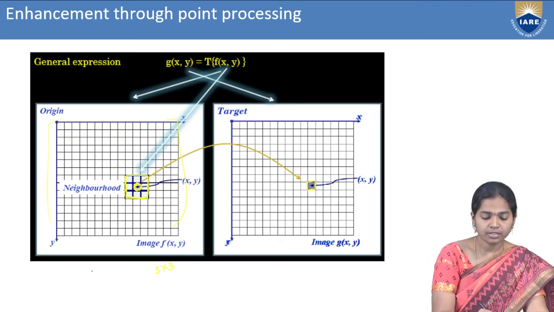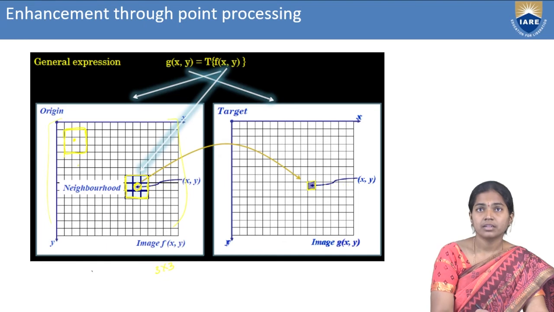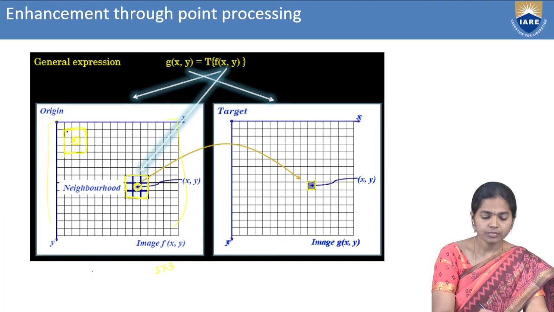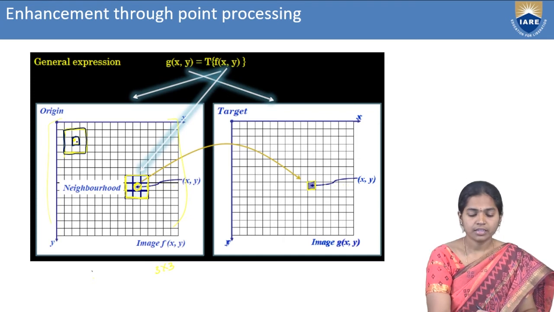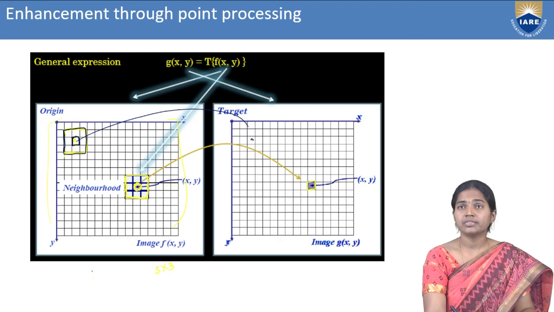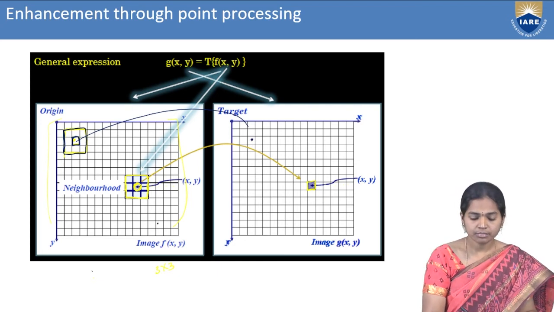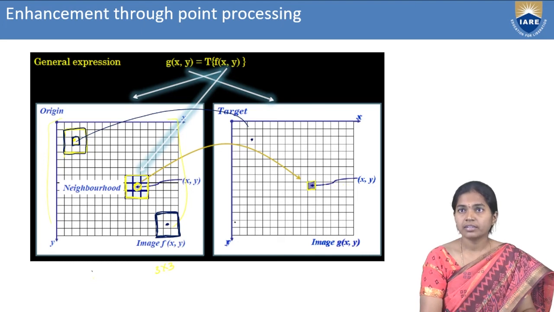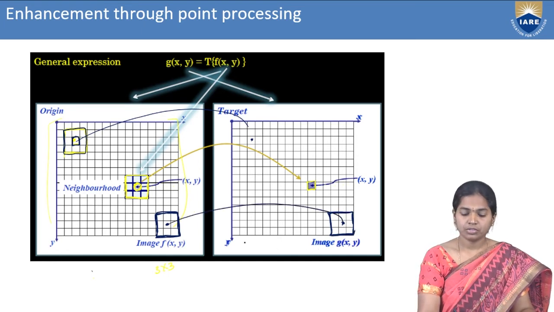For example, I need to change the value of this pixel. At that time, we need to apply the mask. Here it is a 3 by 3 mask. Whatever the resultant is, it is stored in the same location of the target image. For example, if I need to change this pixel value, then apply the mask here. It is also a 3 by 3 mask. Whatever the resultant value is, it is stored in the same location.